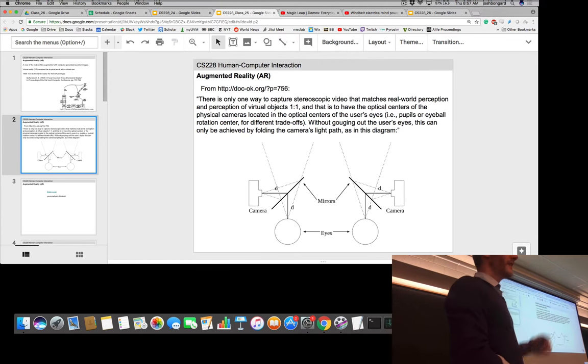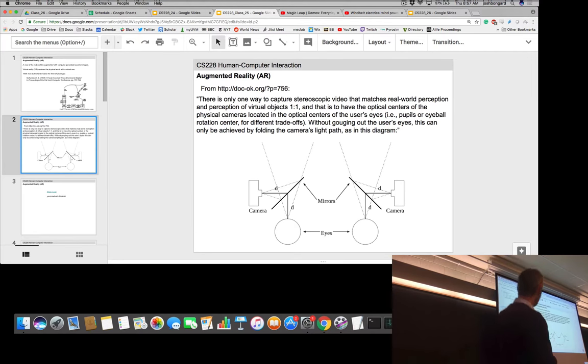This is an interesting excerpt from a research paper about augmented reality. If you are looking at virtual objects, then the system needs to know what those objects look like from your point of view, and literally from the point of view of your eyes. I like this quote because there's only one way to capture stereoscopic video that matches real-world perception, and that's to have the optical centers of the physical cameras located exactly where your eyes are. In order for the cameras to understand what you're seeing, they need to know exactly where you're looking.